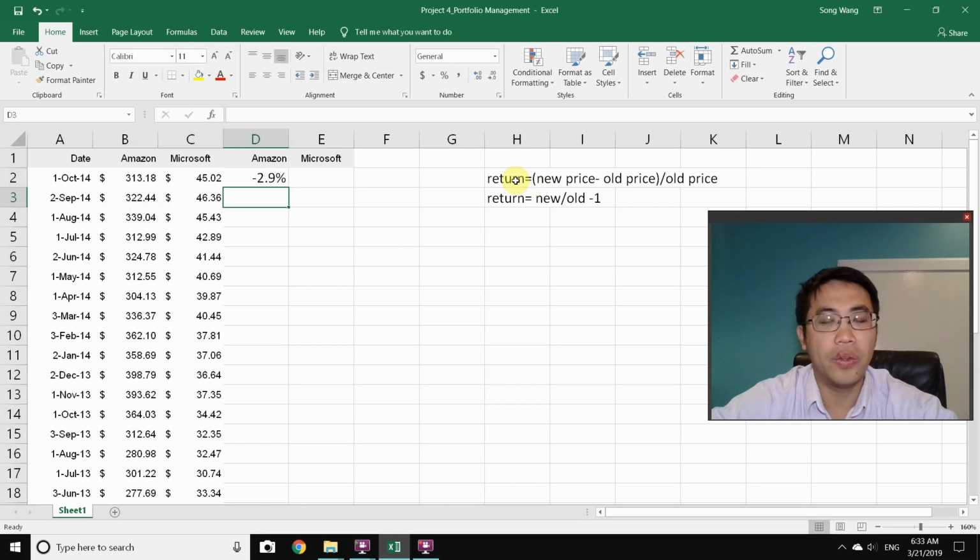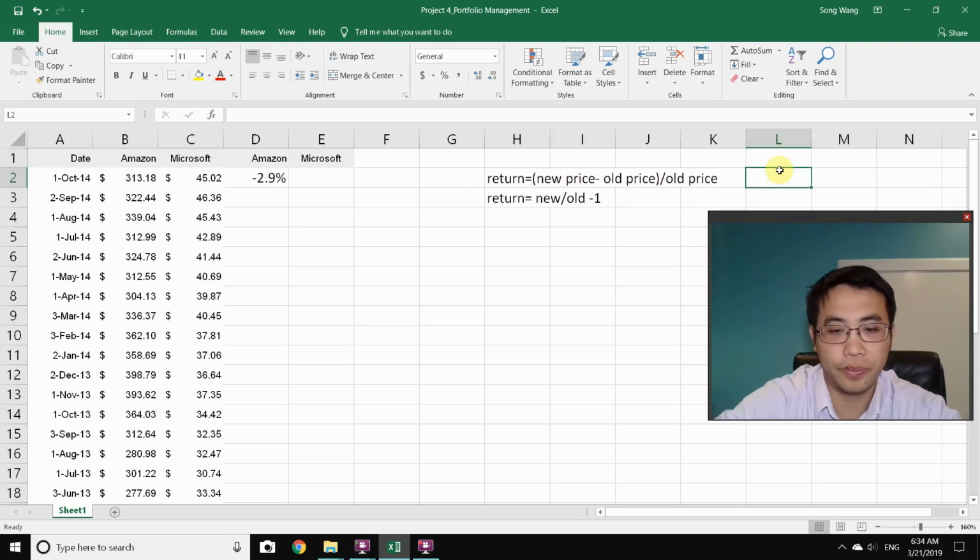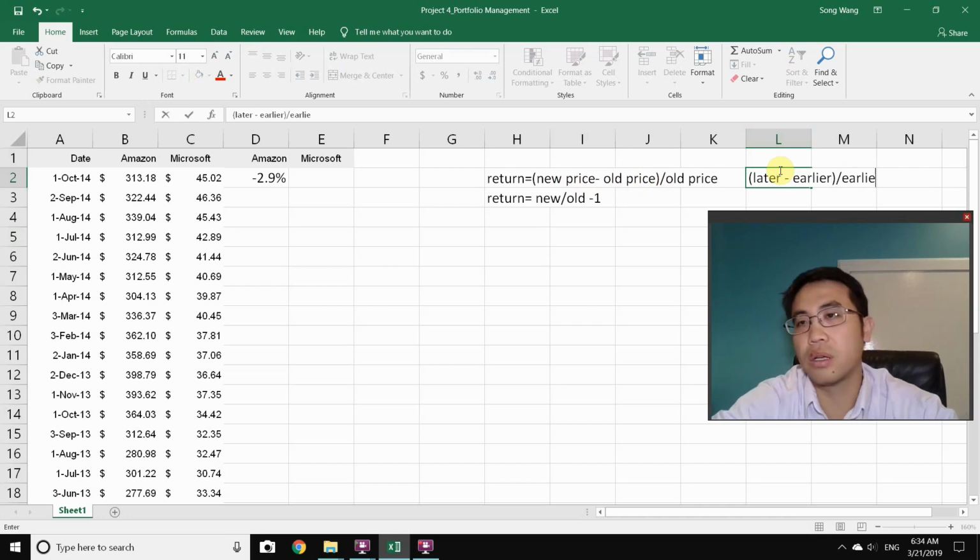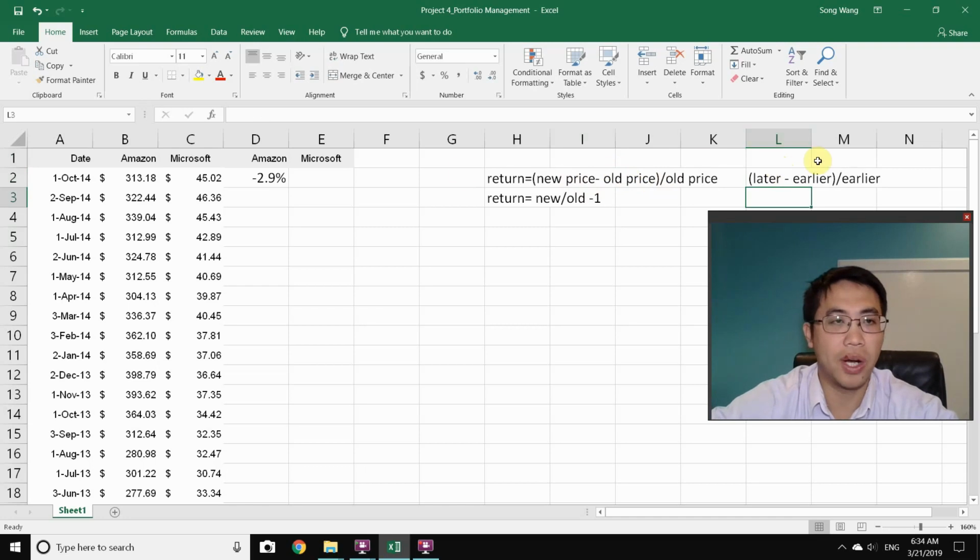Although the formula is very simple, I still require you to memorize it, and also there are some places you can possibly make mistakes. Some people do old minus new instead of new minus old, and some people use the new price as the denominator instead of using the old price. So you just always remember it is new minus old, the difference divided by the old. If you don't prefer the words new and old, you can always use the later price minus earlier price divided by earlier price. So that's another way to memorize it.